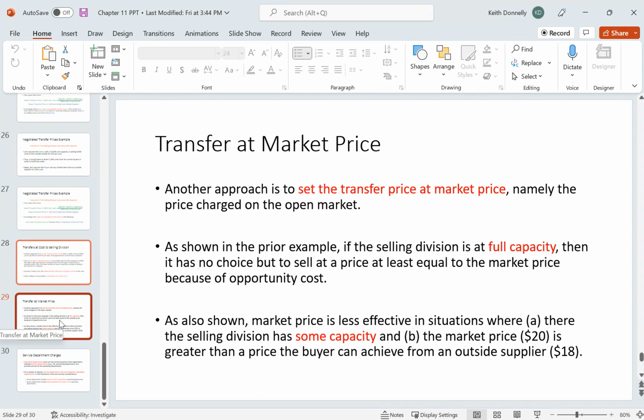Now, as also shown in the previous example, market price is less effective in situations where the selling division has some idle capacity and the market price, for example 20 bucks, is greater than a price the buyer can achieve from an outside supplier. So in some situations where we had that idle capacity, we could use an alternative amount. It doesn't necessarily have to be market price.